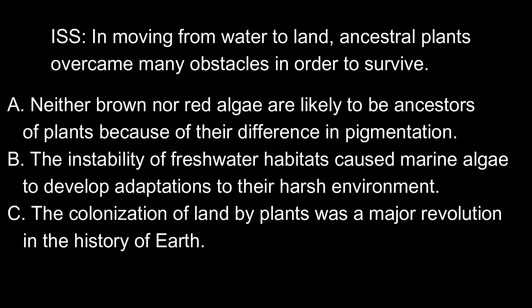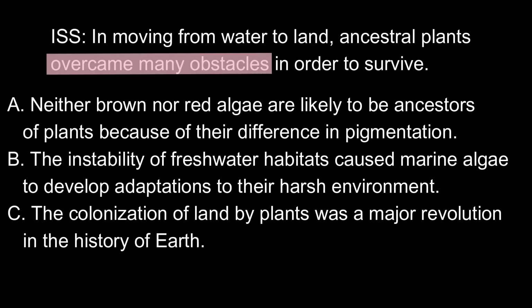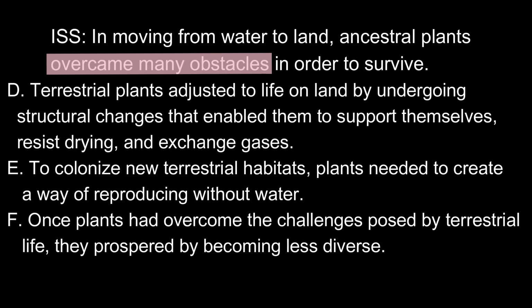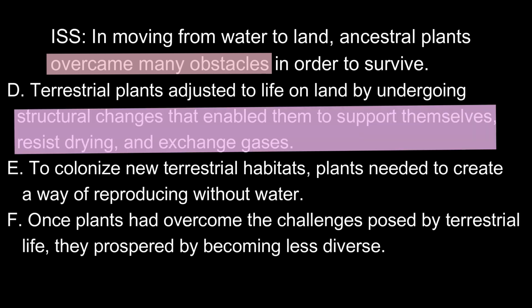So you need to look for sentences that talk about some obstacles and how plants met the challenges. Let's look at each choice. Clearly, A does not talk about an obstacle, so A is eliminated. B talks about an obstacle, instability, and explains how plants met the challenge by developing adaptations, so we should keep B. C does not talk about an obstacle, so C is eliminated. D talks about some challenges, how to support their bodies and how not to get dried out, and explains how plants met the challenges by undergoing structural changes.